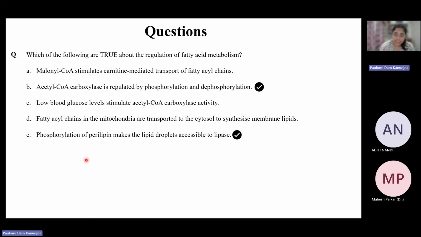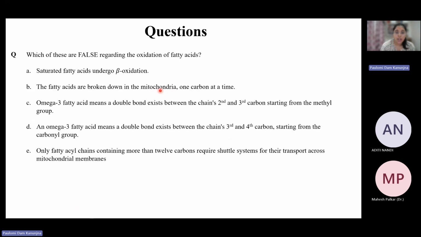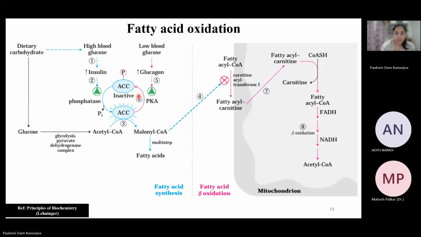Second is correct, that we have already discussed. Acetyl coenzyme A carboxylase is regulated by phosphorylation and dephosphorylation. In case you have missed it, it's here. So it's phosphorylation by PKA, which inactivates it. Malonyl coenzyme A inhibits the transferases. And then the third one said low blood glucose level stimulates acetyl coenzyme A carboxylase activity. If you see this, it rather makes it inactive. So low blood glucose does not stimulate, it inhibits the enzyme here, right?